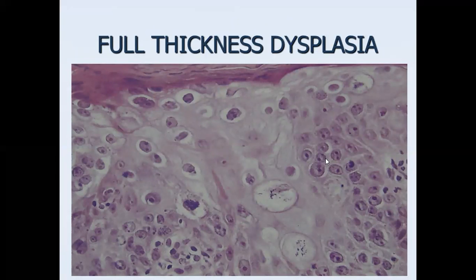There are various malignant conditions in which there is complete dysplasia of the epidermis. Full thickness dysplasia is seen in Bowen's disease or in cutaneous malignancies. You can see the keratinocytes of various shapes and various mitoses as well.